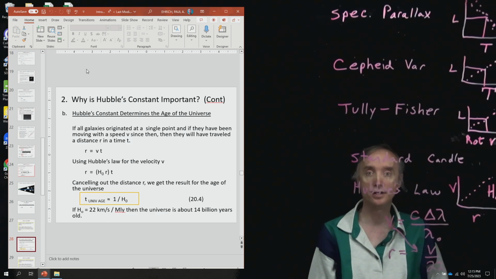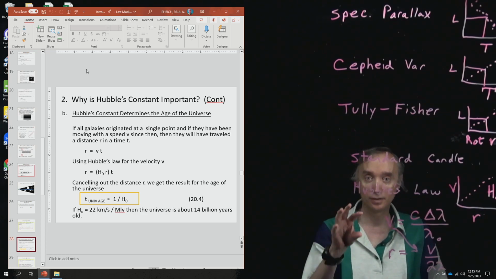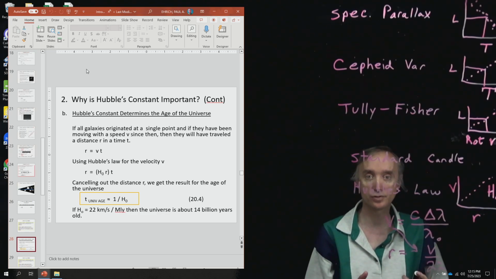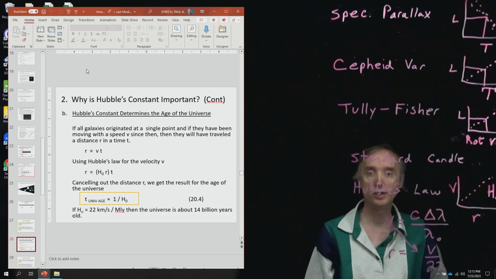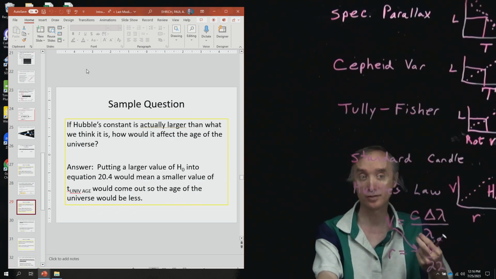Okay, the second one is that Hubble's constant determines the age of the universe. You're not responsible for knowing the derivation, but you should know that the age of the universe is equal to 1 divided by h sub 0. So if we know the value of h sub 0, we can figure out the age of the universe. And again, I could ask you a conceptual question: if h sub 0 is actually bigger, what effect would that have on the age of the universe?